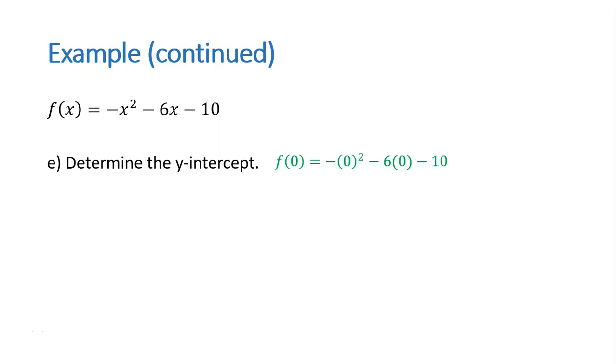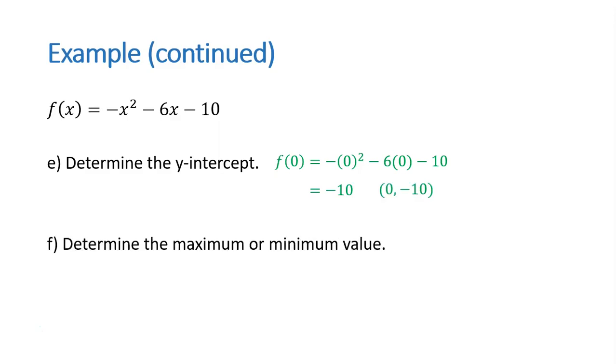These are usually really quick to simplify when you're in standard form. So notice the first and second terms completely cancel out. They're just 0. So we're just left with -10. So our y-intercept is (0, -10).